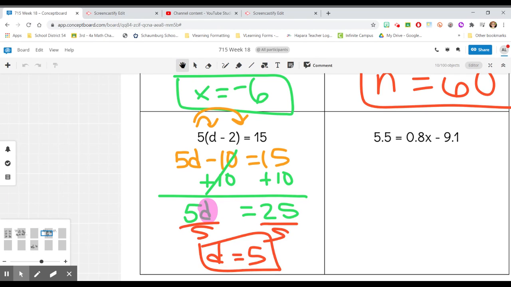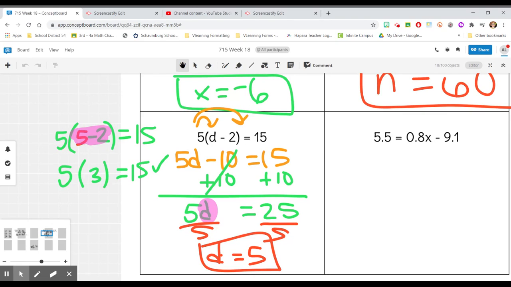Off to the side, I am going to check to make sure I have the correct answer by substituting 5 into the original equation. 5 minus 2 is in parentheses, so I'm going to have 5 times 3 equals 15, and that checks out.